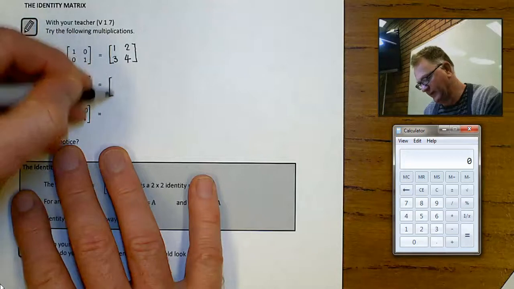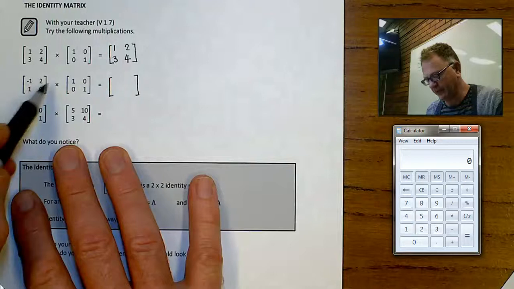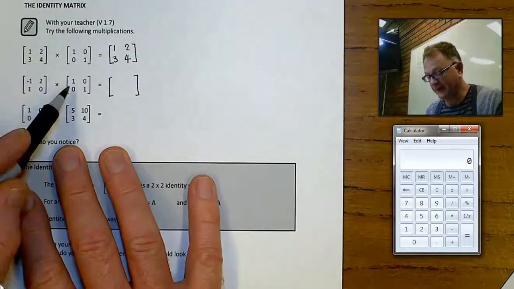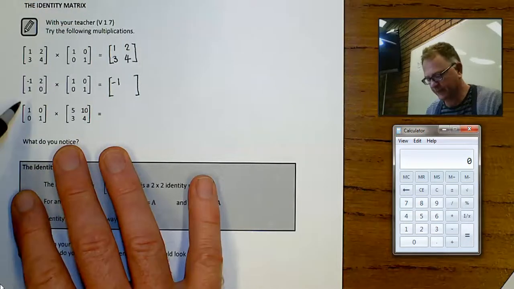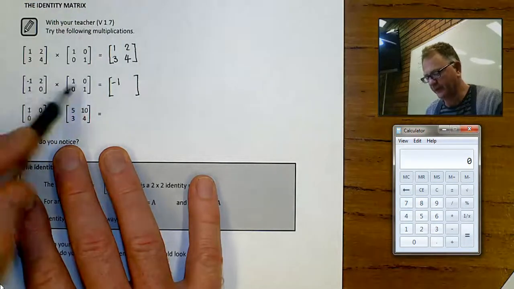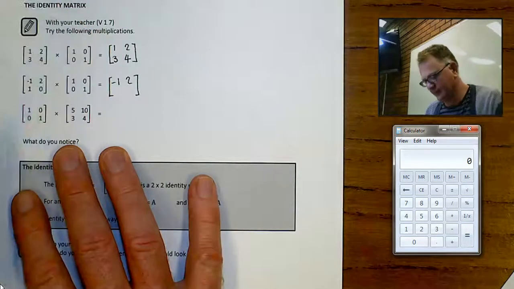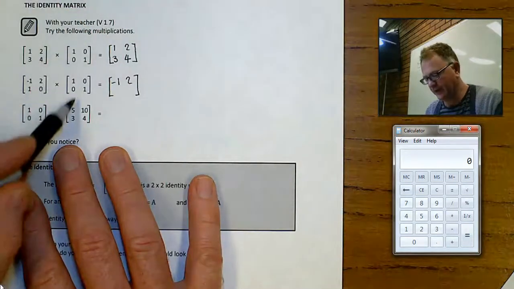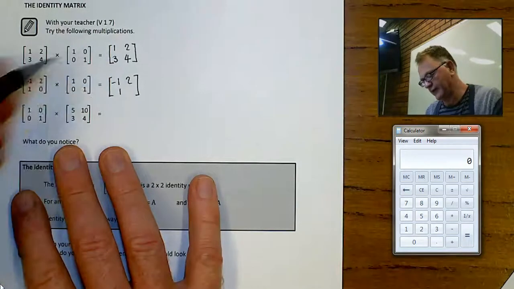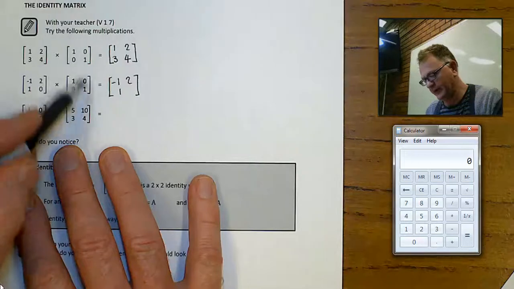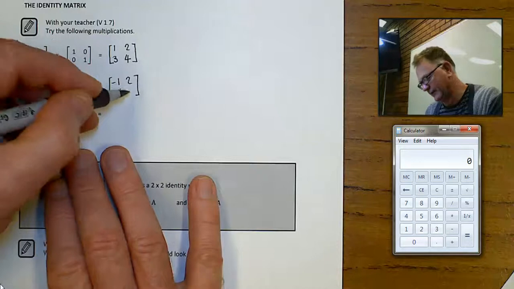Let's do a couple more. To get the result here, we multiply rows by columns. So it's minus 1 times 1, that'll be minus 1, plus 2 times 0, minus 1 in all. Rows by columns, minus 1 times 0, plus 2 times 1 is 2. Rows by columns, 1 times 1 is 1, and 1 times 0 is 0, and rows by columns, 1 times 0 plus 0 times 1 is 0.